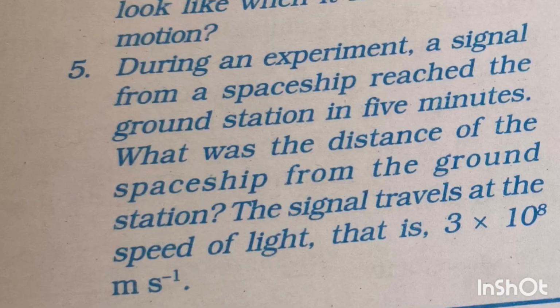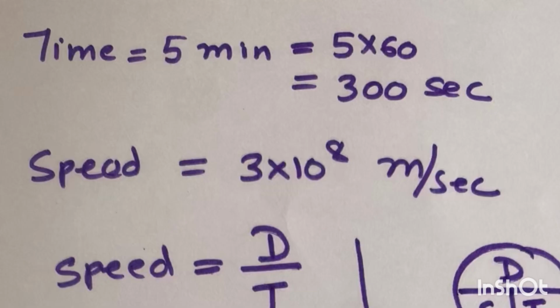Question number 5. During an experiment, a signal from a spaceship reached the ground station in 5 minutes. What was the distance of the spaceship from the ground station? The signal traveled at the speed of light, that is 3 into 10 raised to power 8 meter per second. So here time is 5 minutes. Convert 5 minutes to second. So 5 into 60, 300 second. Why are we converting to second? Because speed is in meter per second.